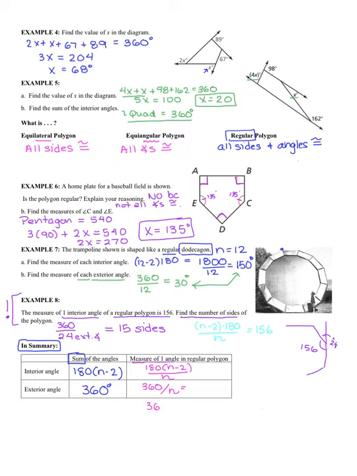But I want to remind you what we just did: 360 divided by one exterior angle equals n. So this works both ways. All right? I hope that makes sense.